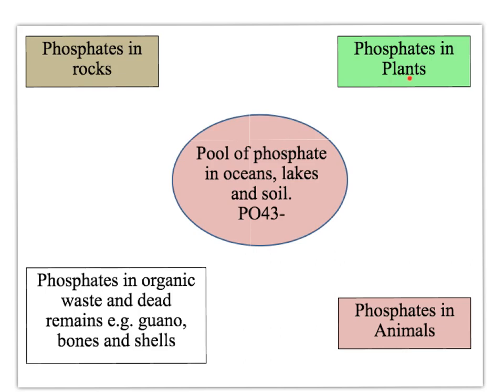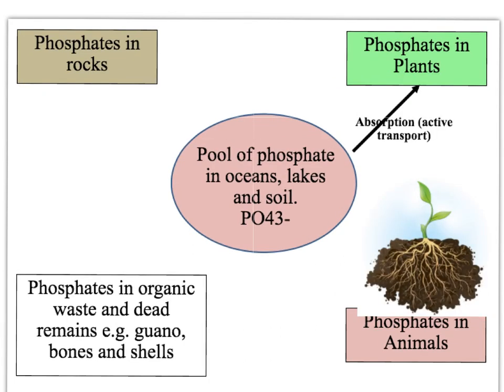So how do plants access that? Phosphates are absorbed by active transport using plant roots. So once in the plants, those phosphates can be assimilated by the plant, so the plant can produce its own ATP, its own DNA, NADP, phospholipids, etc. So how are these two going to link? If you could just write that down and pause the video.